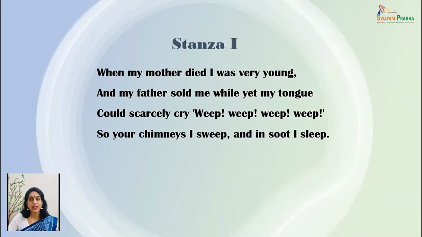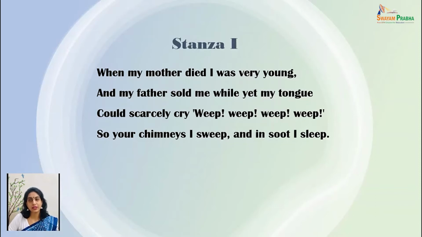Here the narrator tells the reader the tragic incident of his life and says that he lost his mother at quite a young age, and after that his father sold him. He was too young to even speak properly, and here he does the job of a chimney sweeper and sleeps in soot. So we can understand that the poem is being narrated by a young child who is abandoned by his father, most probably due to poverty. And the child is now an apprentice.